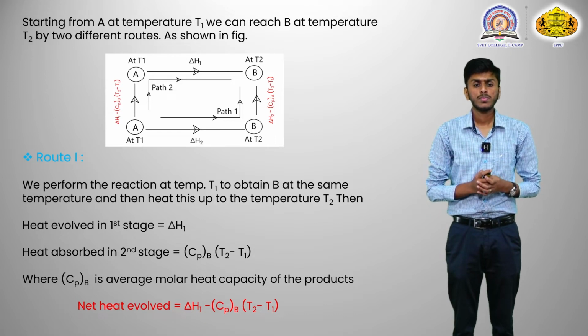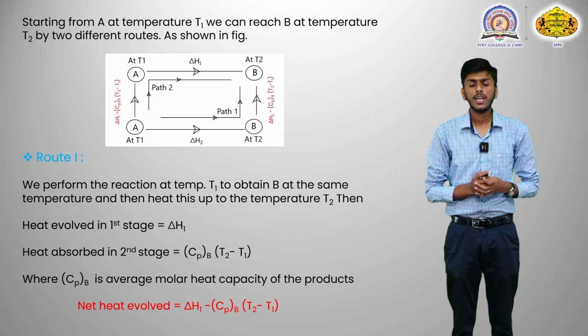Now route 1. In this case, we perform the reaction at temperature T1 to obtain B at the same temperature, and then heat this up to temperature T2. Then we will get heat evolved in the first stage as delta H1 and heat absorbed in the second stage equal to CPB into (T2 minus T1), where CPB is the average molar heat capacity of the product. So net heat evolved is equal to delta H1 minus CPB into (T2 minus T1).